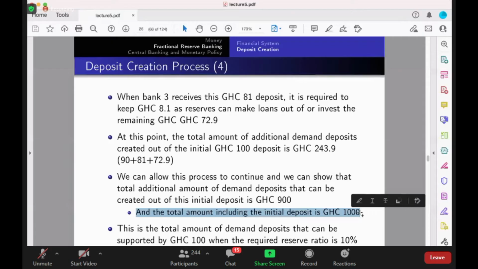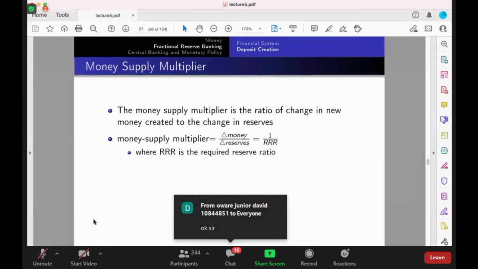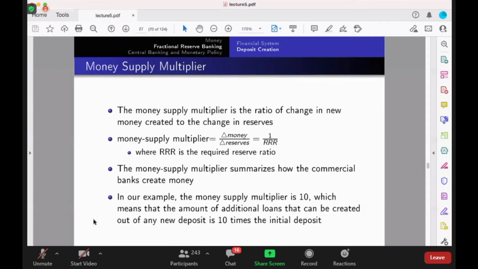There's a formula that will help us tell how much money will be made through the deposit creation process out of the 100 cedis, and that is where we use this thing called the money multiplier. The whole idea of going through this deposit creation is to show you the dynamics behind the money multiplier.